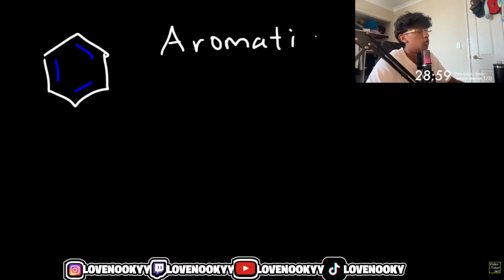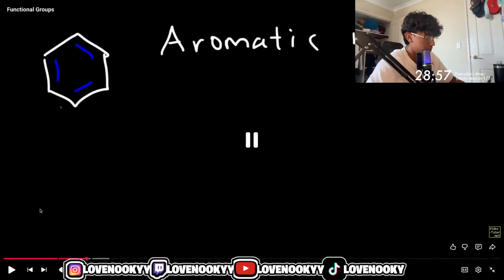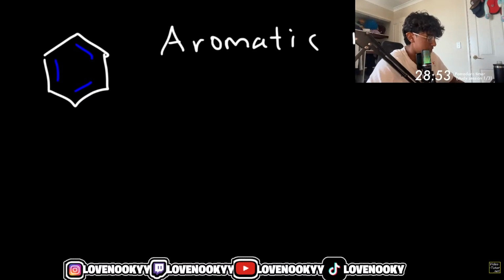Now, what about this one? Let's say we have a cyclic structure with alternating double bonds. What functional group do we have here? This is known as an aromatic ring.